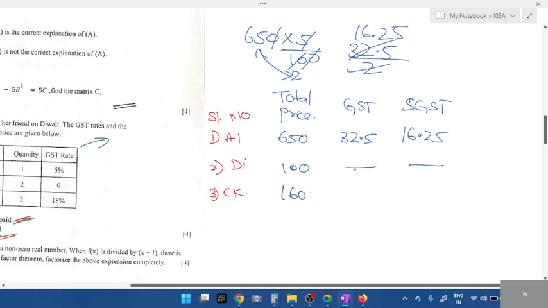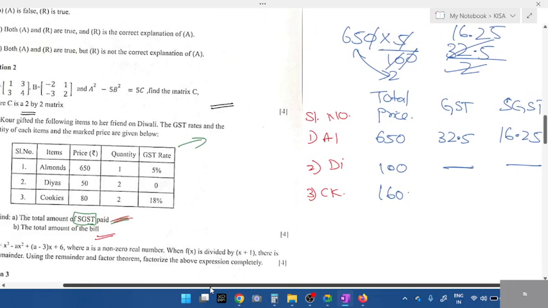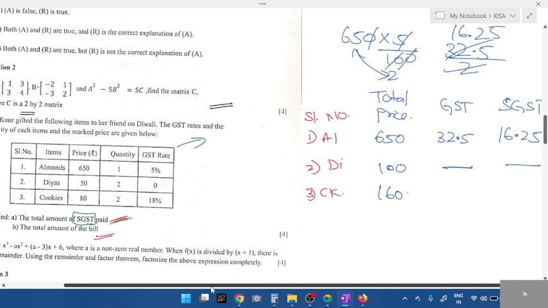Now, for Diya, is there any GST value? Just put a dash, students. It doesn't have any GST. Next one. Tell me for cookies, students. What's the GST rate? 18%.